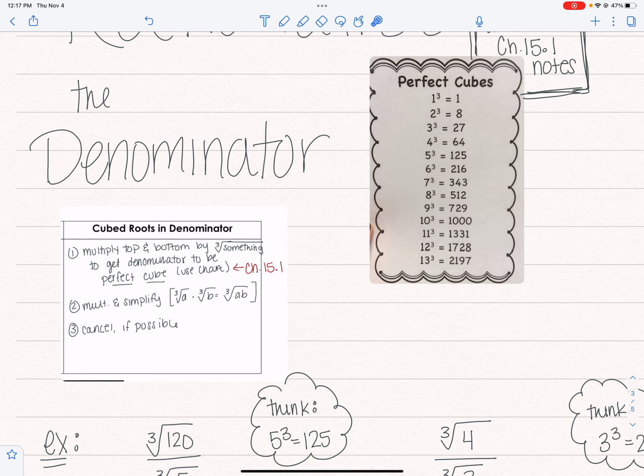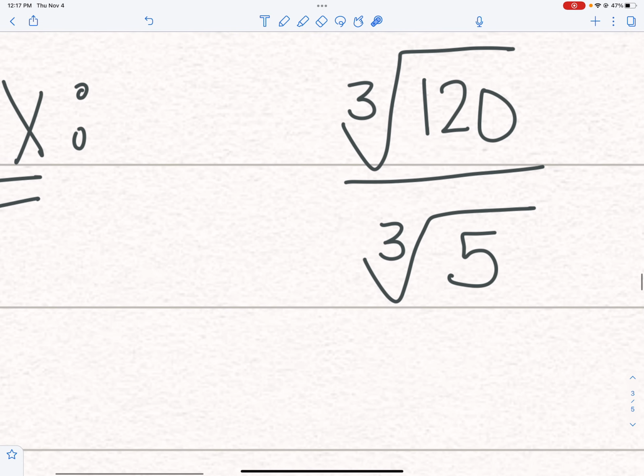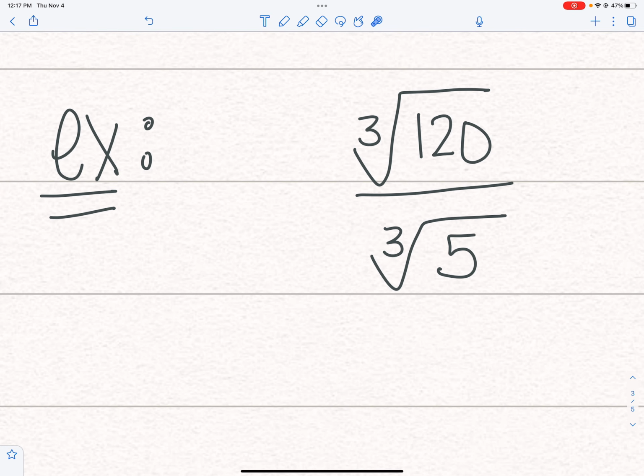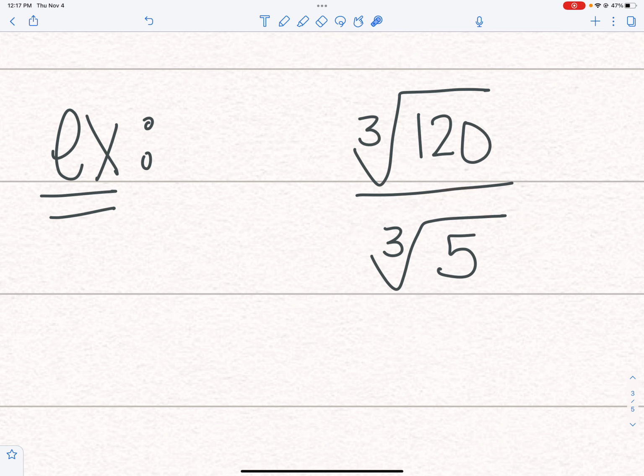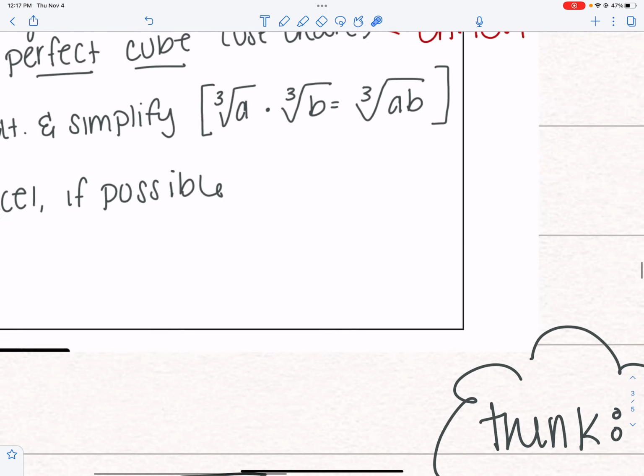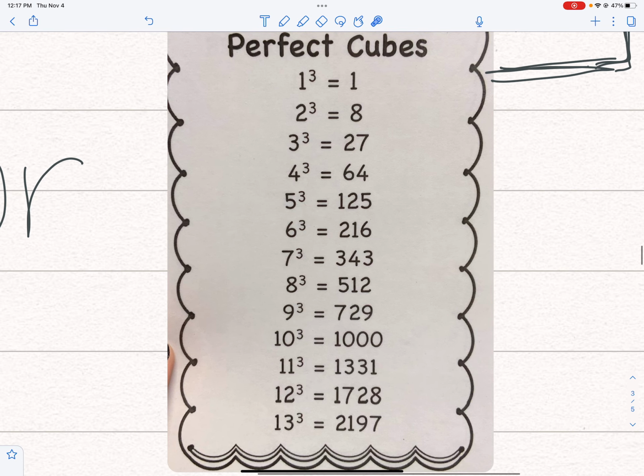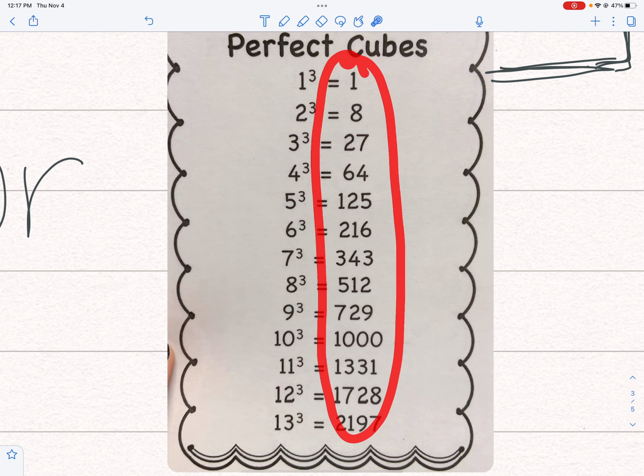So let's look at an example. Here's my first example: the cubed root of 120 divided by the cubed root of 5. What those steps say is I need to multiply the denominator by the cubed root of something so that when I cube it, it will be a perfect cube. So when I'm looking at that chart, I'm looking for which of these numbers I can get to by multiplying 5 by something. Now, the smallest, because there's going to be a ton of them, is the one we're going to zone in on. So I made a note.